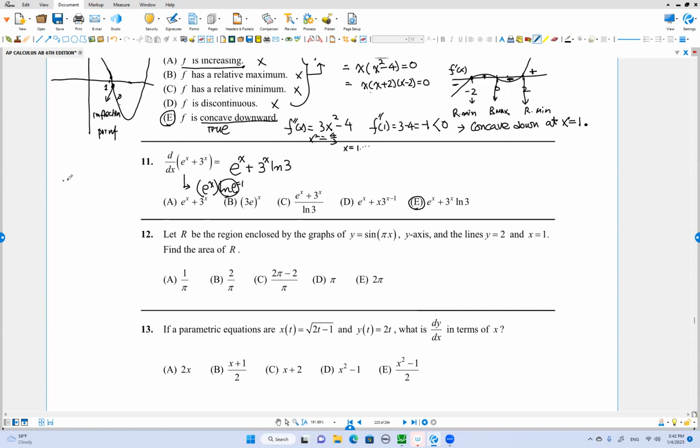Yeah. e to the x, derivative is e to the x, because ln e is 1. But a to the x, which is not equal to e, the derivative is a to the x times ln a, but ln a is not 1, okay? You just multiply by ln a. That is different.